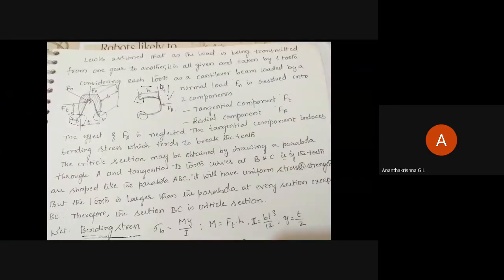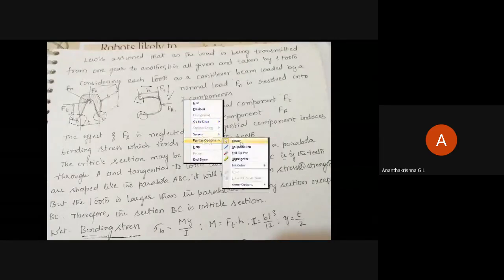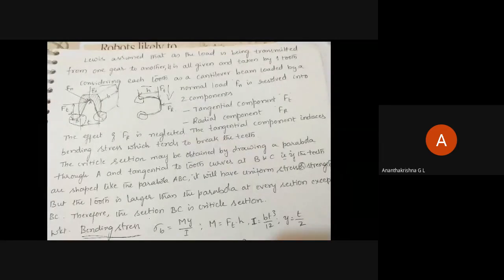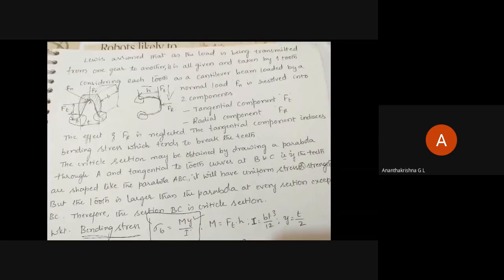The tangential force Ft will induce bending stress sigma b given by M by Z, that is M into y by I, correct? What is y here? Can anyone tell me? Someone please, you have to involve and tell. Deflection? No, absolutely wrong. y is the distance of the farthest layer from the neutral axis.